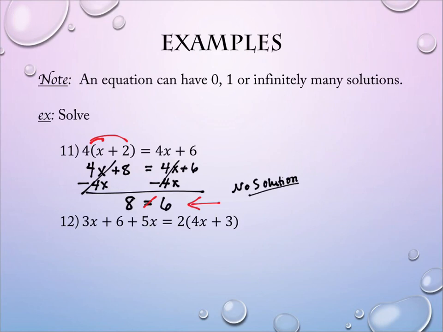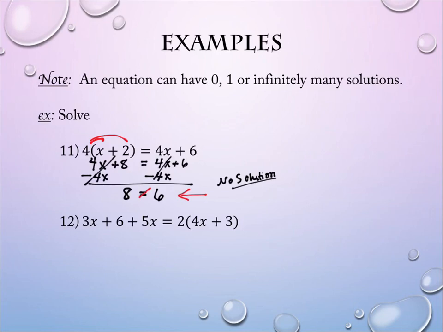Okay, let's try the next one. We will distribute just like we did in the previous one, right? So our 2 will go through here. So I have 8x plus 3. Anything I can do on the left-hand side, excuse me, to simplify? Wouldn't it be plus 6? Or did I write something wrong? Oh, I did. Thank you. 8x plus 6, thanks.